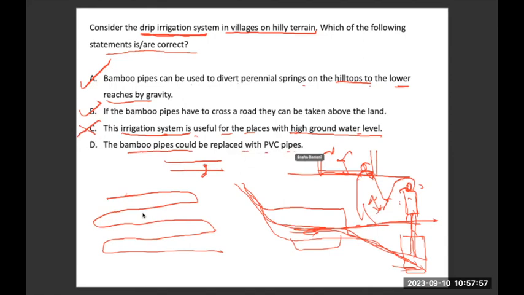Irrespective of the material, we need some pipe system to divert water. So D is also possible. So in this case, the options are A, B, and D. All are correct. Any doubts, any questions in this? No, ma'am. Okay, we'll move to the next one.